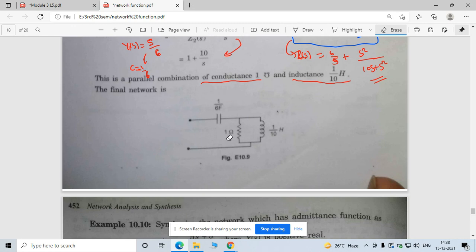So the total admittance function is nothing but your Y1 plus Y2. So this is your admittance function, this is your Y1, and this is your Y2. This whole combination represents your Y2, right? This is your Y2.